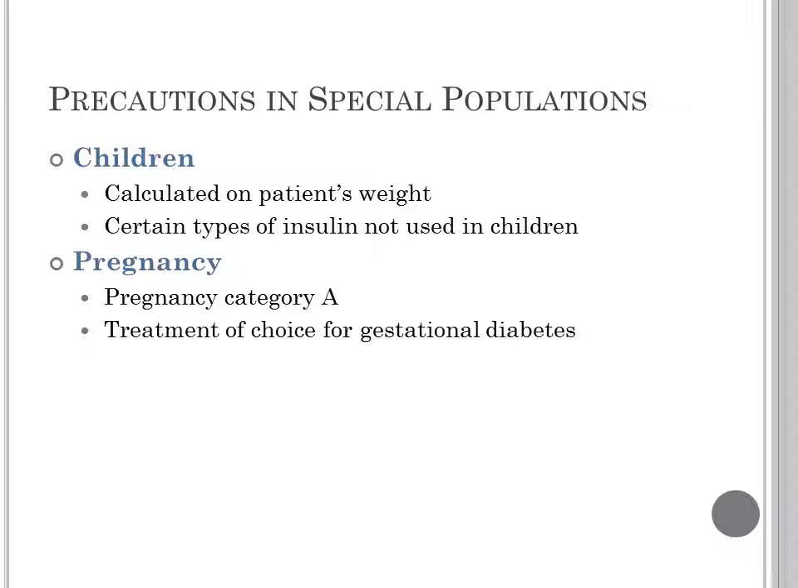So we want to make sure that we're taking care of women who develop gestational diabetes and stressing the importance, not only for their health but also for their child's health, that they're taking the disease seriously and doing what they can to correct it. Fortunately, insulin is a pregnancy category A, so they can use insulin and it's not going to hurt them or their child.